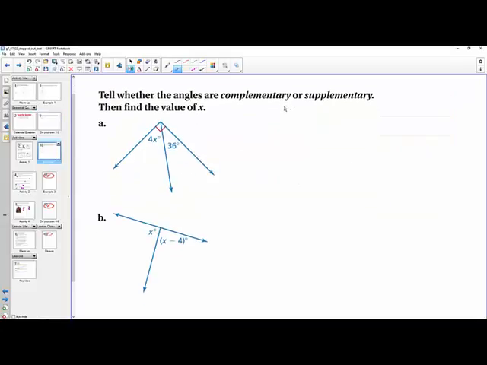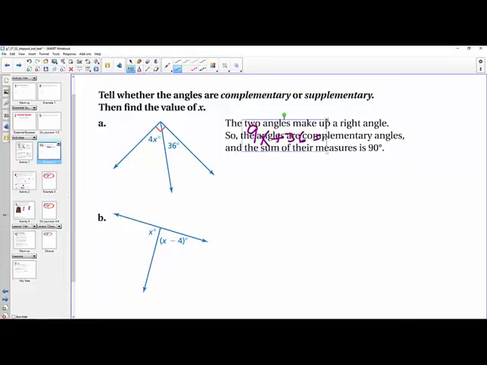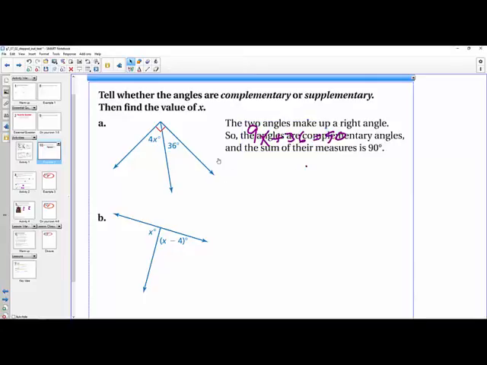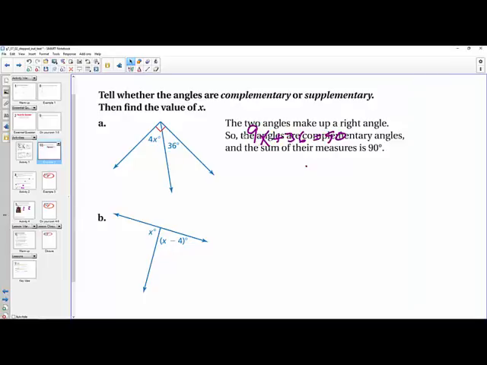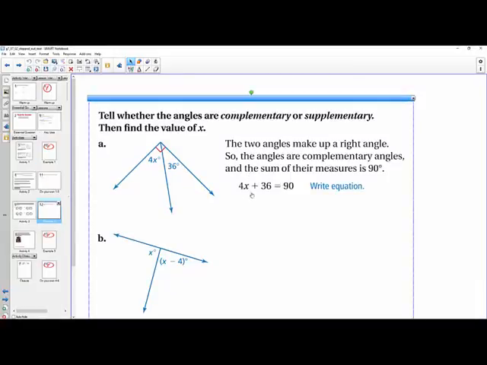So I look here and it says tell if it's complementary or supplementary. Well, if I add this up, this is going to be my complementary. So I'll have 9x plus 36 equals 90. Then I'll solve it. So I'll solve this, and I'll get 4x plus 36 equals 90. Subtract 36 from both sides. So I have 4x equals 54. Divide by 4, and I'll get x is 13.5.